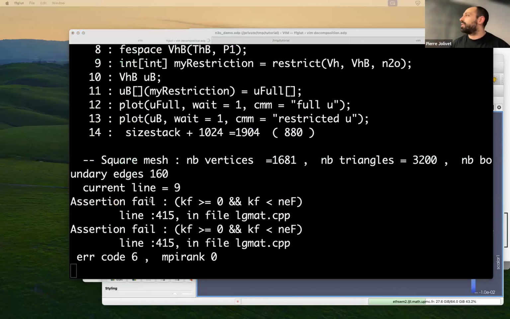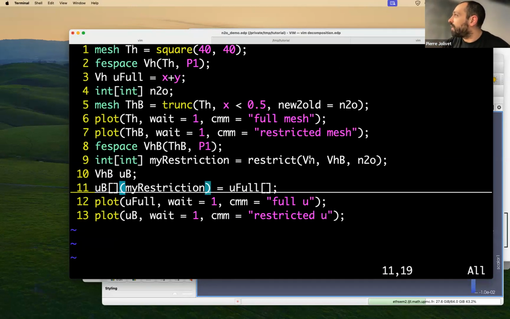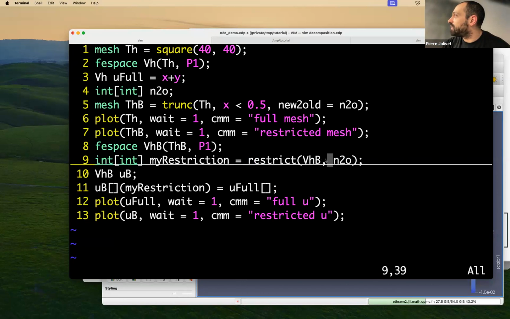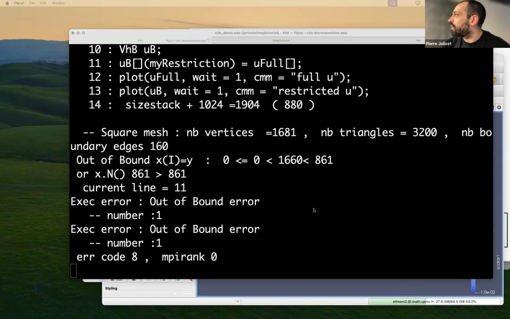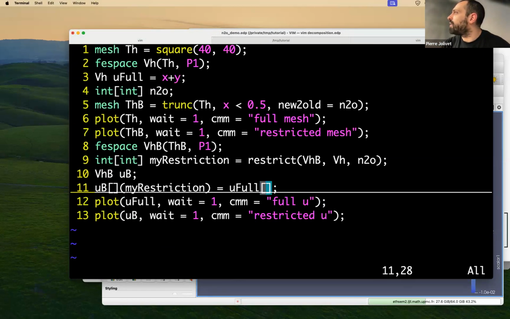Okay, and so here I have a nice assertion failure, which means that I've got the order wrong. It's always the case: first VH full and then VHB. Pardon, excuse me. Yes, we don't go from the local to the full. We go from the full to the local. So I've got the order wrong.